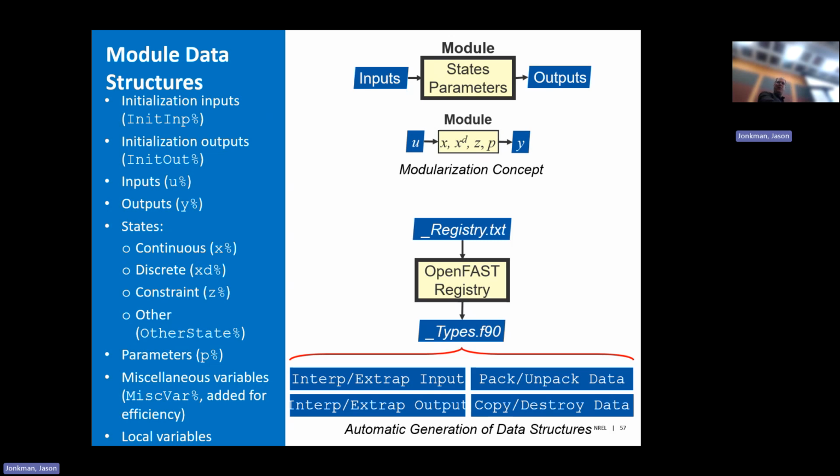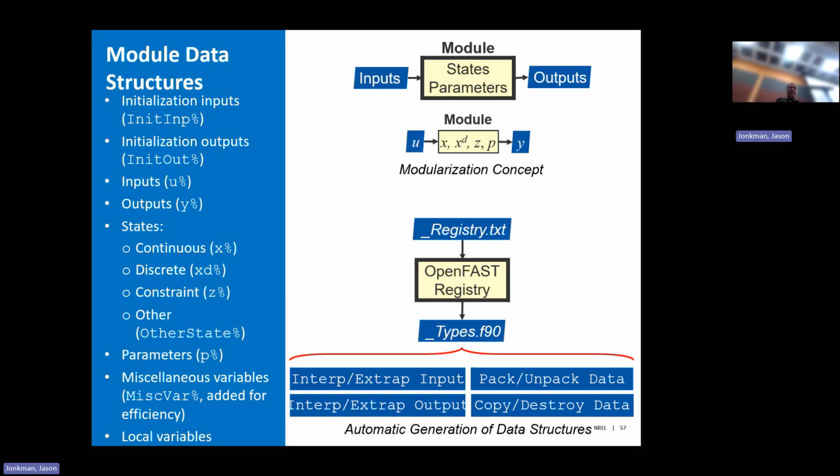To make all these data structures manageable and consistent across all the code, we have what's called the registry of OpenFAST. All these variables, whether it's an input, output, state, or parameter, get set in what's called the registry.txt file. Every module will have one of these registry text files that defines all its inputs, outputs, states, and parameters. If you're curious what an input or an output of a given module is, or what its states are, quickly go to the registry file. It will lay that out for you.